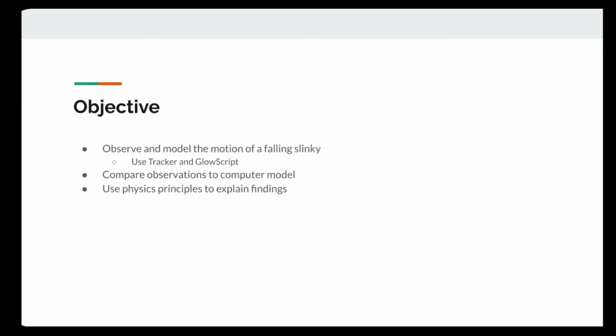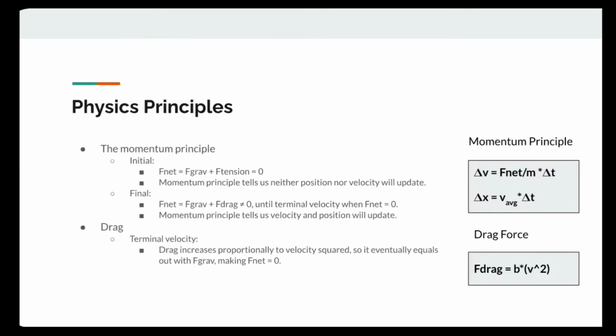to explain our findings. The physics principles that will help guide us through this experiment, starting with the momentum principle. With our initial conditions where the bottom of the slinky is not moving, F net equals 0 and is equal to the sum of the force of gravity and force of tension. The momentum principle tells us that neither position nor velocity will update. As you look at the formulas on the right that tell us change in velocity equals F net over m times delta t. Since F net equals 0 in this case, we'll have no change in velocity. And when you go down to the position update formula, since the change in velocity is 0, our change in x will also be 0.